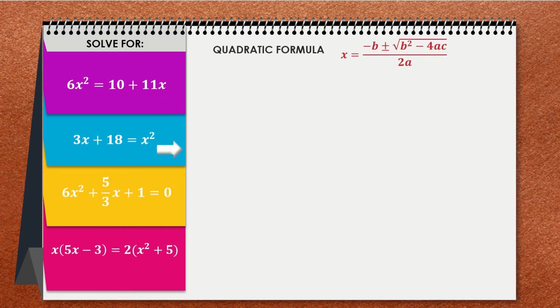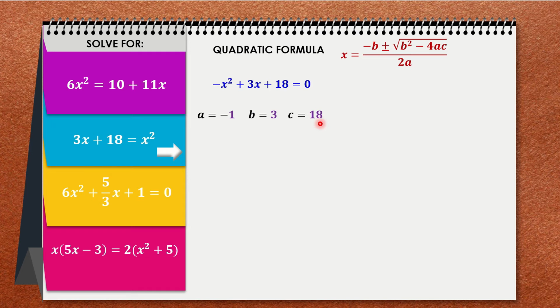Let us move on with example number 2. Again, applying the quadratic formula. But this time, we need to write this into standard form. So, we simply transpose x squared to the left side. So, our standard form will be negative x squared plus 3x plus 18 is equal to 0. The values of a, b, and c are negative 1, positive 3, and positive 18.